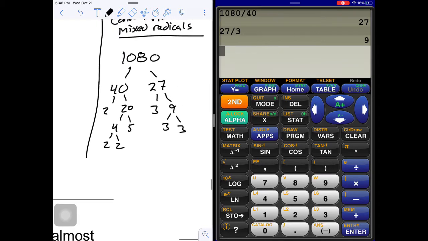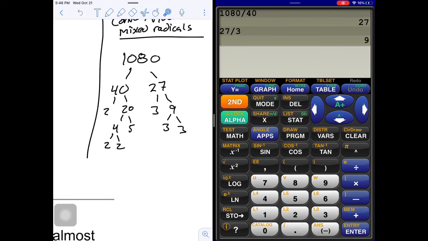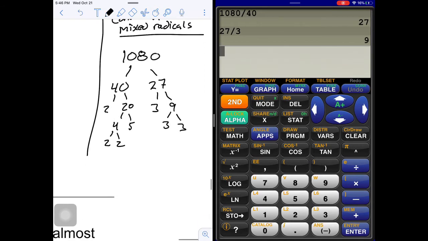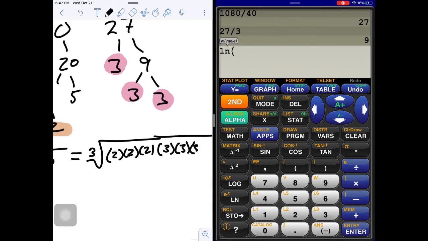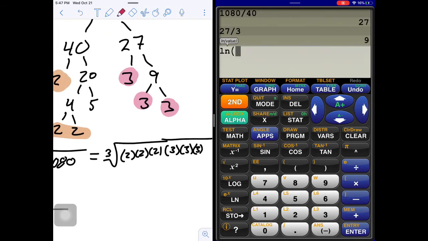Now remember, in order to put into a mixed fraction, we need to know what our index is. In this case, it's cubed. So I can represent the cube root of 1080 with its prime factorizations. I can represent it as 2 times 2 times 2, and then 3 times 3 times 3, and then finally multiply by 5.